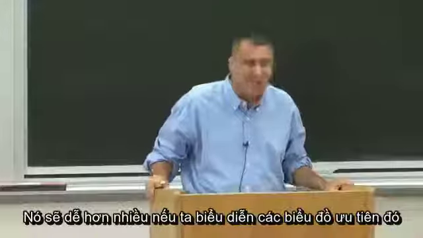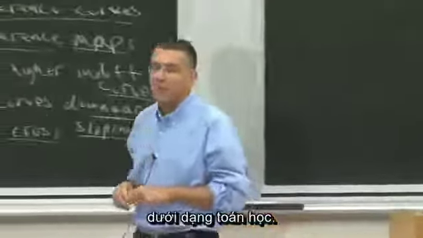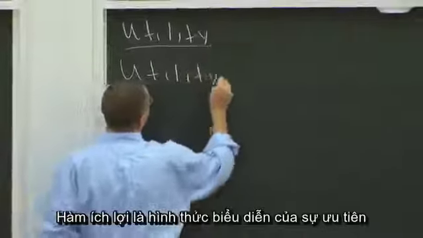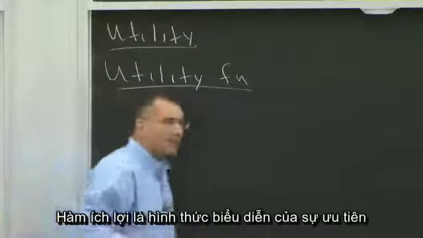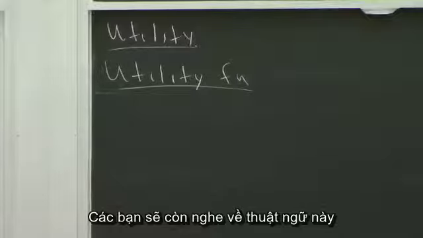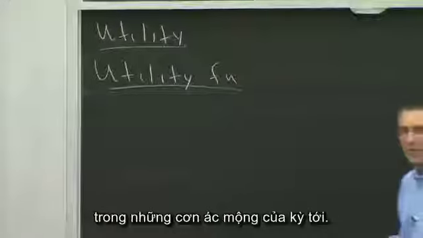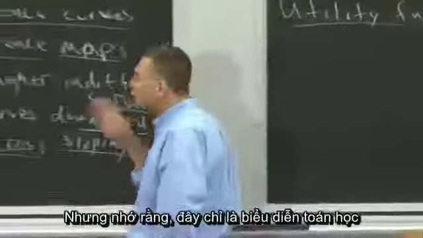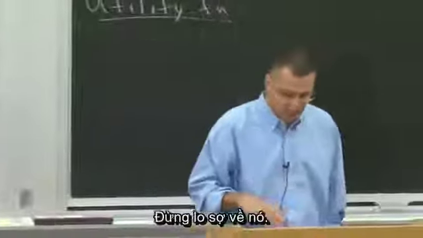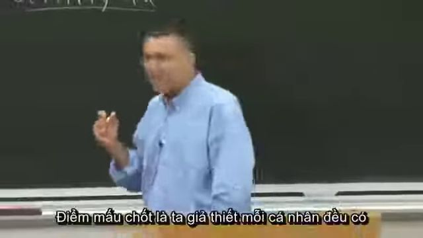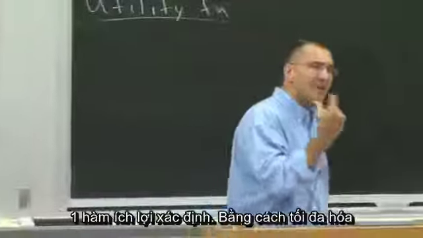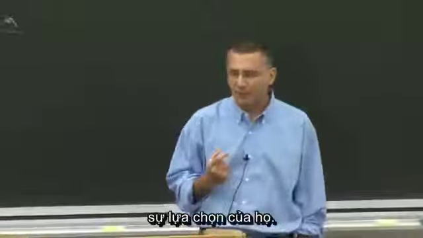That's a lot easier if we have a mathematical representation of those preference maps. And that's the utility function. So the utility function is a mathematical representation of preferences. That's all it is. You're going to be hearing this term in your nightmares for the next semester, okay? Utility functions. But remember, it's just a mathematical representation of people's underlying preferences. Don't be scared of it, okay? And the key thing is that we assume individuals have these well-defined utility functions. And by maximizing those utility functions, we can tell what choices they're going to make.